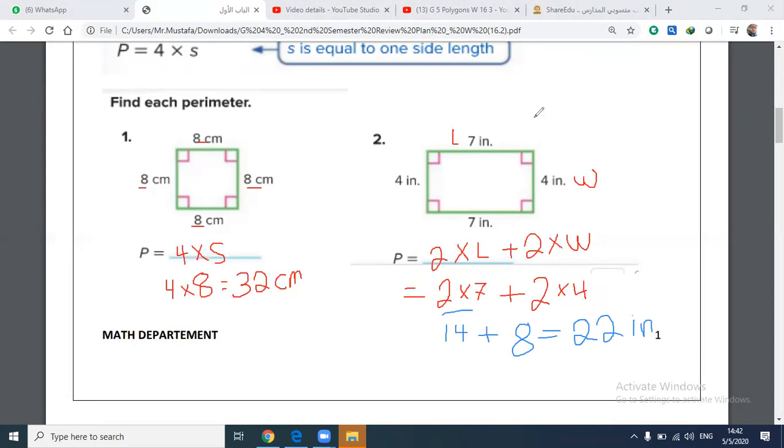And otherwise, I can write like this. I can write perimeter without using the formula. Just find the total distance around the shape: 7 plus 4 plus 7 plus 4. This is called the total distance around the shape or around the figure. It will be the same result, 22.